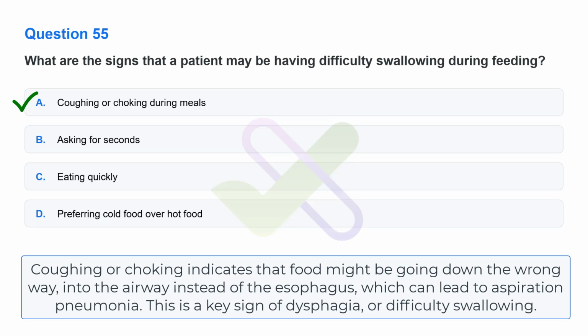The correct answer is A. Coughing or choking during meals. Coughing or choking indicates that food might be going down the wrong way, into the airway instead of the esophagus, which can lead to aspiration pneumonia. This is a key sign of dysphagia, or difficulty swallowing.